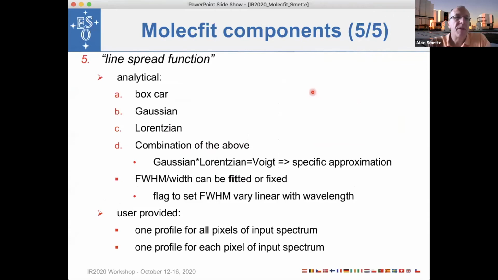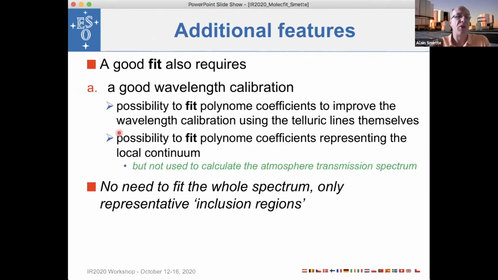The final component of Molecfit is really the line spread function, which can be either analytical, and then we have a choice of analytical functions, or can be provided by the user, either as one profile for all the pixels or one profile for each pixel of the input spectrum. Well, I said final, but it's not actually final. We also need to have a good wavelength calibration to make this fit. So Molecfit actually has the possibility to use the telluric lines themselves in order to fit polynomial coefficients to improve the wavelength calibration.